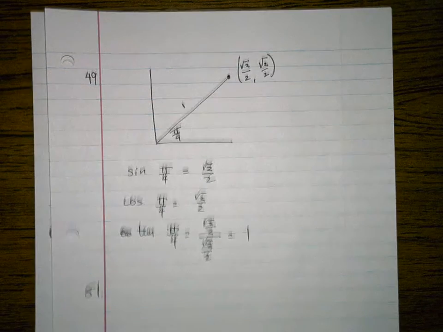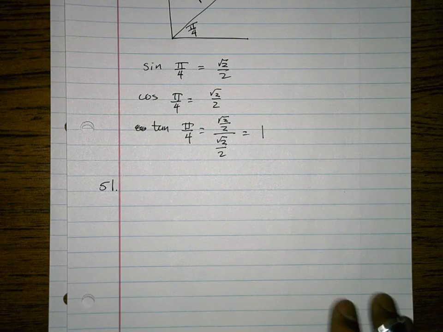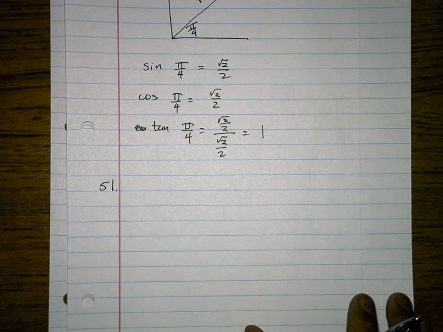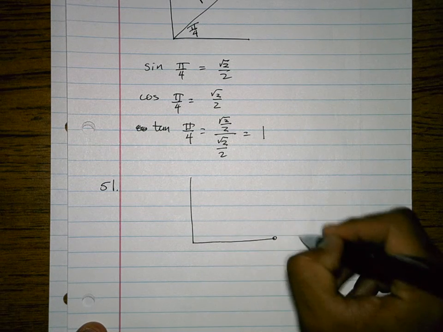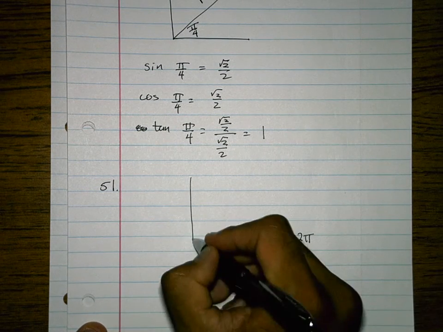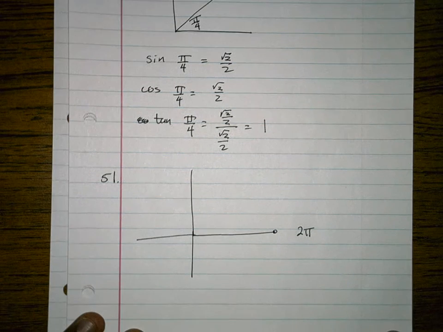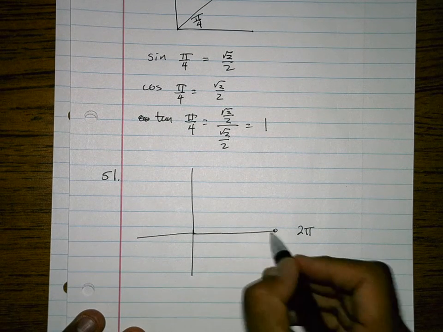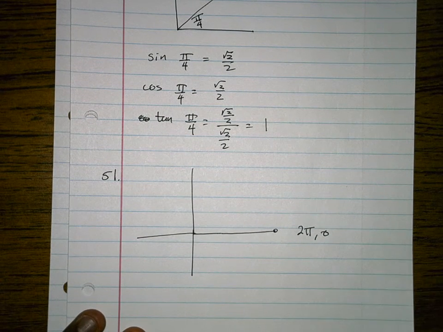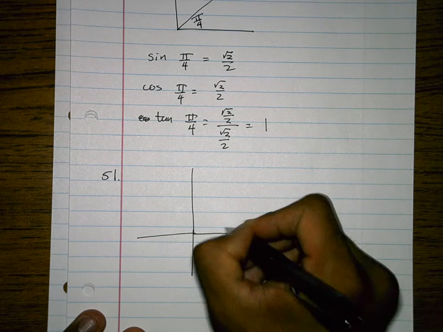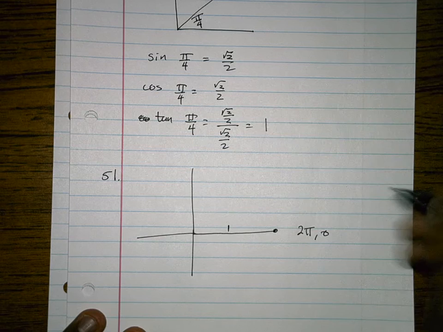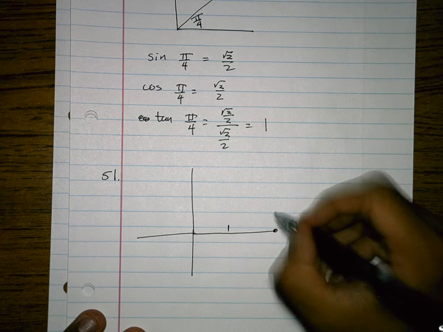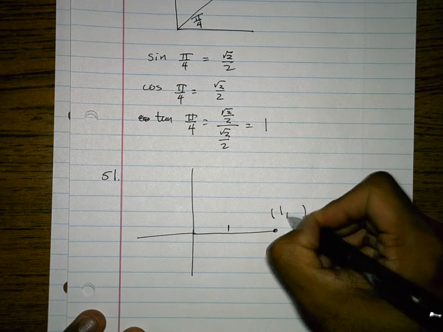And then 51. Okay, 51, they want the same thing, but in this case they give us 2 pi. So I'm right here at 2 pi. So 2 pi is really 0. It acts the same. If I use the unit circle, there's a radius of 1, so I kind of get to ignore it because in the formula it's just the bottom number. This is the coordinate point 1, 0.